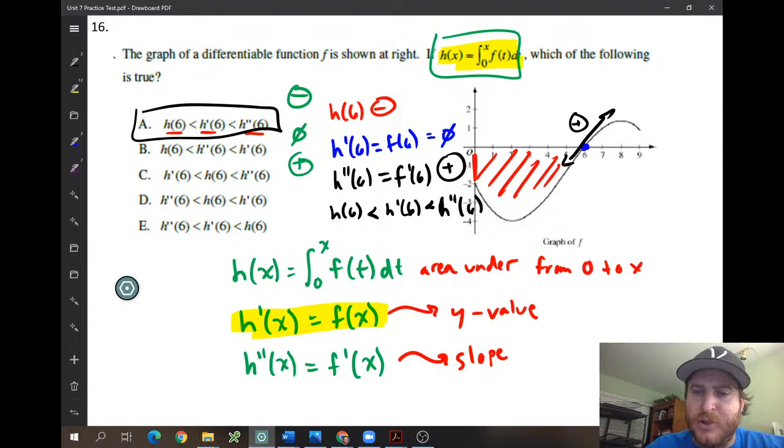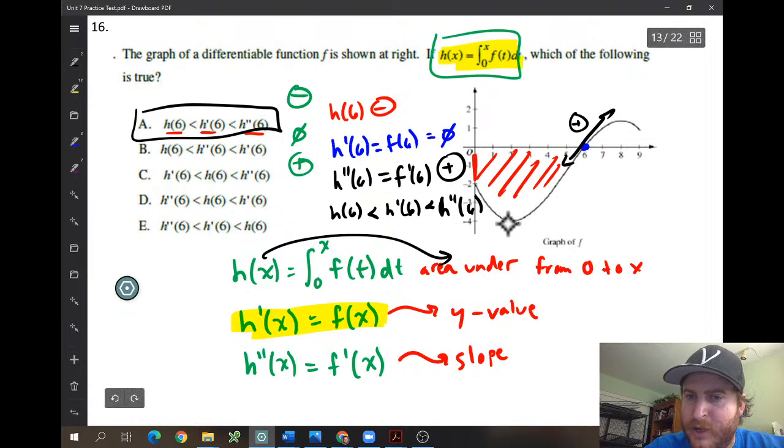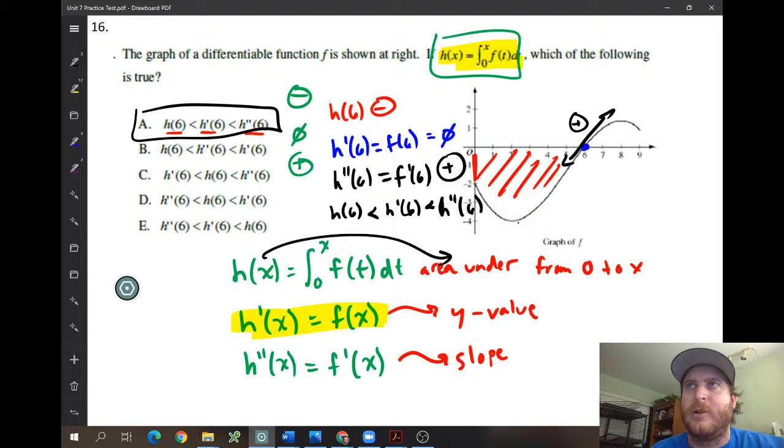What we need to just make sure that we're doing is connecting, okay, h is the area. If it's below the axis, it's negative. If it's above the axis, it's positive. Then h prime here is the y value, so obviously above 0, or below. Then f prime would be the slope, right? Increasing slope, we could have a decreasing slope, or we could have a 0 slope at a horizontal tangent.